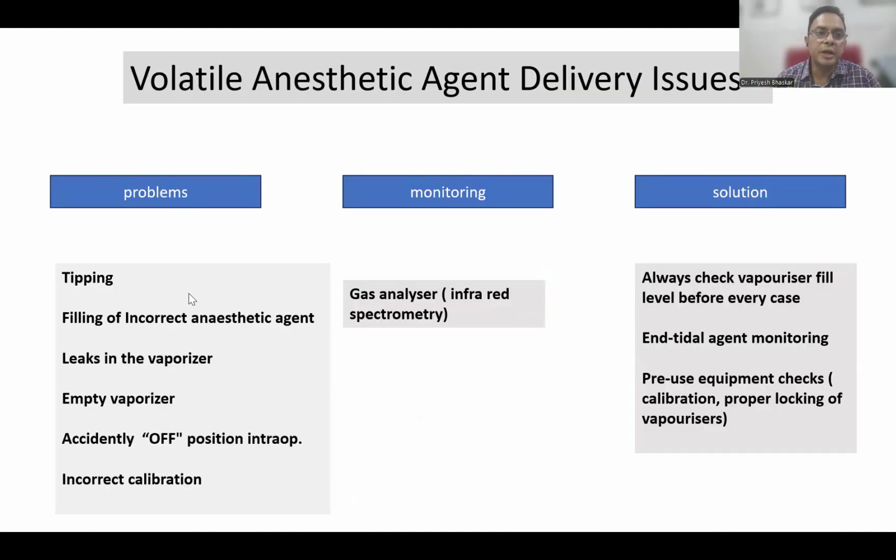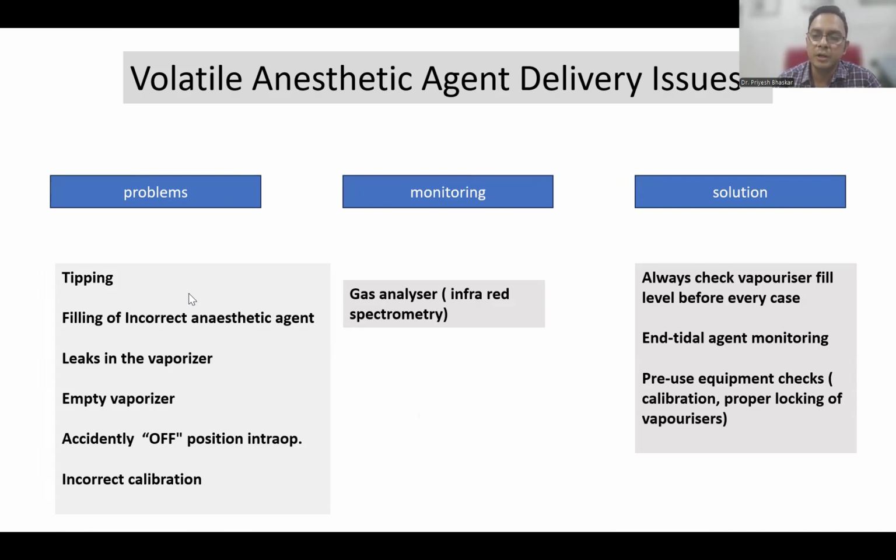Now, the issues relating to volatile anesthetic agents, what are the problems? It can be due to tipping. It can be due to filling of an incorrect anesthetic agent. It can be due to leaks in the vaporizer. It can be due to an empty vaporizer, or if you accidentally turn it off, or incorrect calibration.